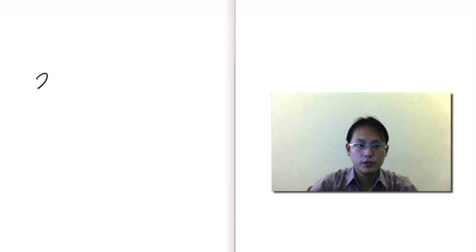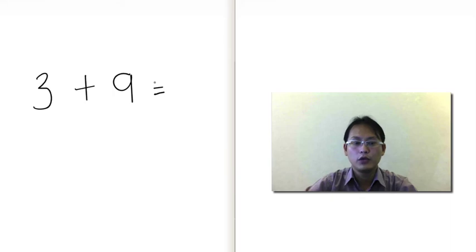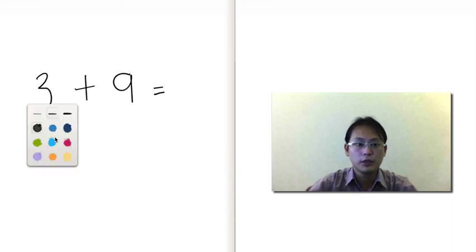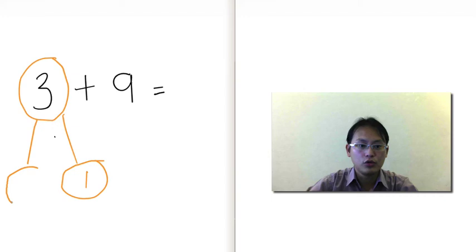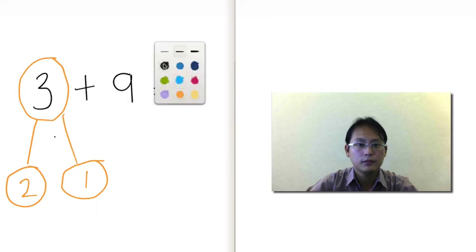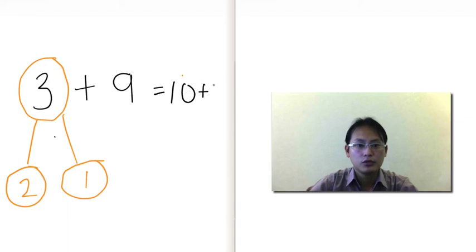Let's say we have 3 plus 9 equals. We have to ask ourselves which is the smaller number. Circle the smaller number, which is 3. 9 plus what will give you 10? 9 plus 1. So the first number will be 1. And we know 3 can be broken up into 2 and 1. 9 plus 1 is 10. The remaining is 2 here, so plus 2 will give you 12.